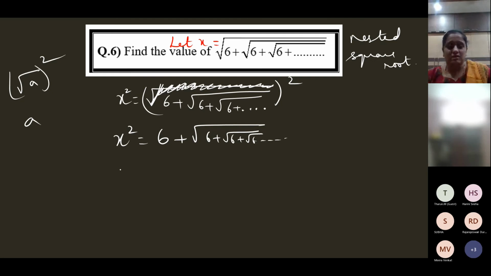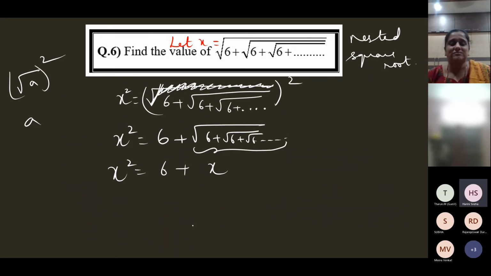Yes, ma'am. So x square is equal to 6 plus. What is this? This is x. That's x. Yes or no? Yes, ma'am. That's all. You got the quadratic equation. Solve and find the values of x.